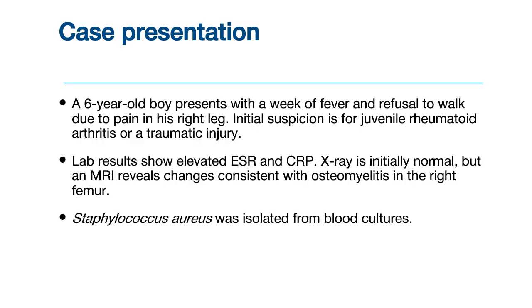Lab results show elevated ESR and CRP. X-ray is initially normal, but an MRI reveals changes consistent with osteomyelitis in the right femur. Staphylococcus aureus was isolated from blood cultures.